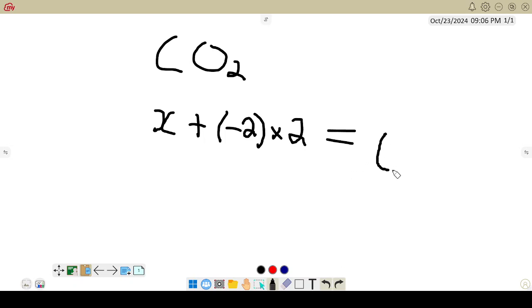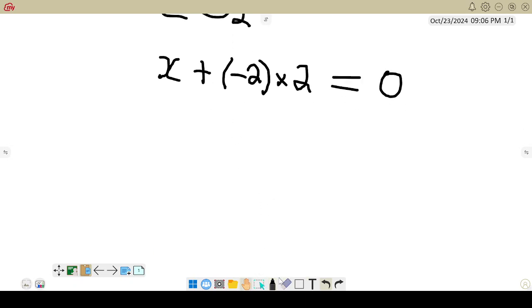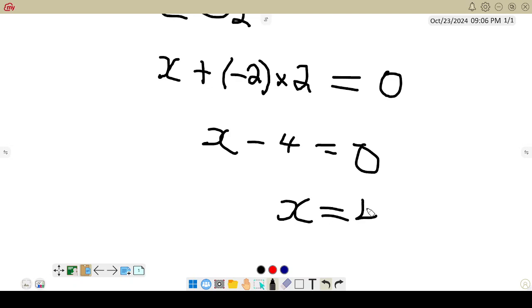Okay, so we can calculate from here. It's going to be X minus 4 is equal to 0. So meaning X will be equal to +4. This is the oxidation number of carbon. Easy stuff here.